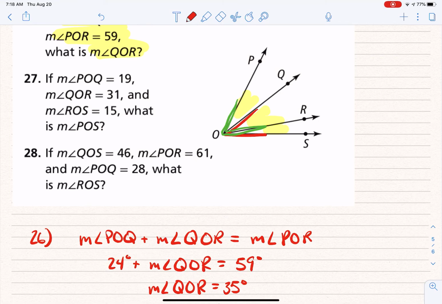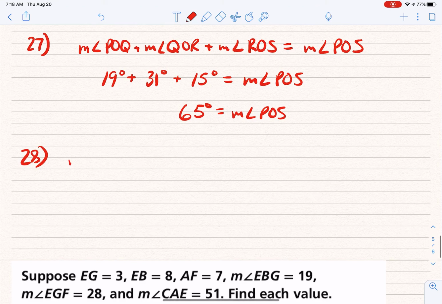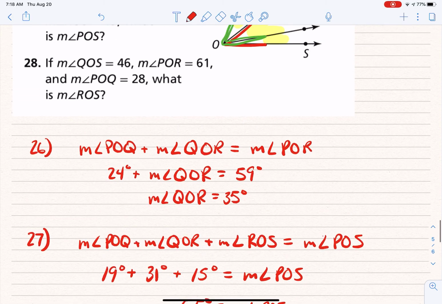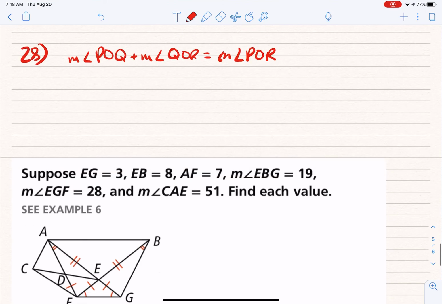Okay, so the first thing I'm going to do is say, well, I know the top section. I know that the measure of angle POQ plus the measure of angle QOR equals the measure of angle POR. And I substitute in the things I know. It says POR is 61, so that goes here, 61 degrees.